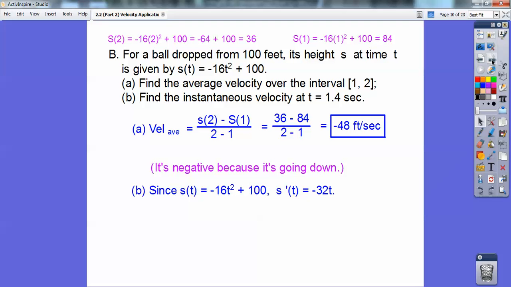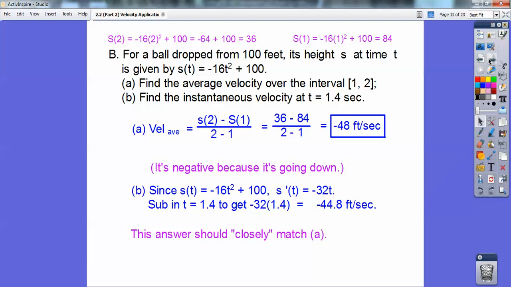All right, instantaneous means I got to find the derivative. So if this is my position function, then its derivative is negative 32t. And then you just plug in what they're asking you, at instantaneously 1.4. So you plug in 1.4, and you get negative 44.8 feet per second. Now these should be close to each other, and your AP readers, if you're taking the AP test, want you to recognize that those numbers should be close to each other.